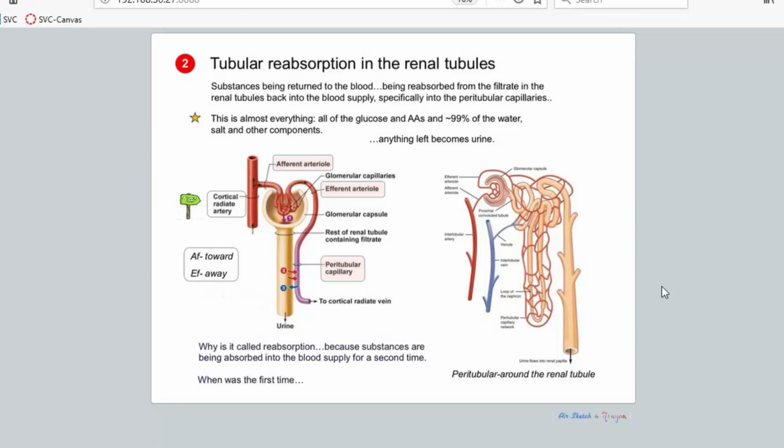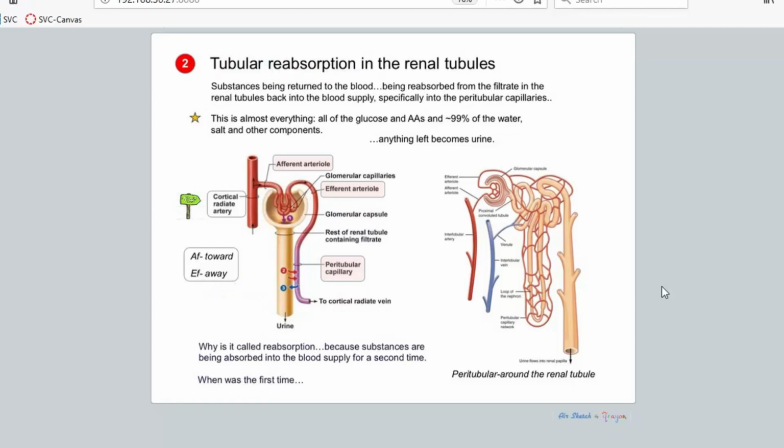The next step that we have going on here is something called tubular reabsorption. So now we'll look at this schematic here. This is just a simplified schematic. But what we looked at there was glomerular filtration. We're producing a new fluid called filtrate that goes into the glomerular capsule. Well, next, that fluid goes into the renal tubule. Okay, the proximal convoluted tubule, loop of Henle, and distal convoluted tubule. And this is where tubular reabsorption is going to occur.